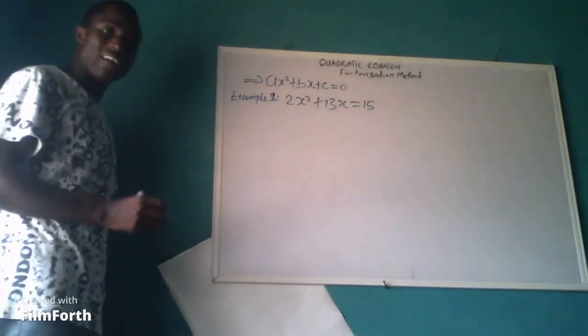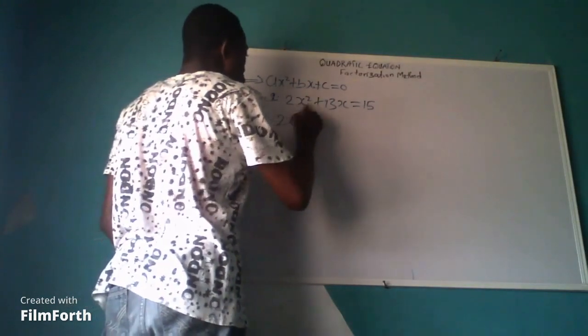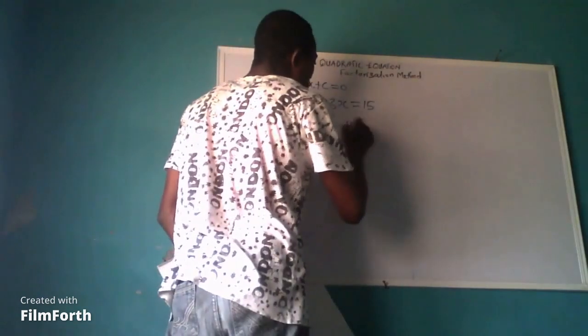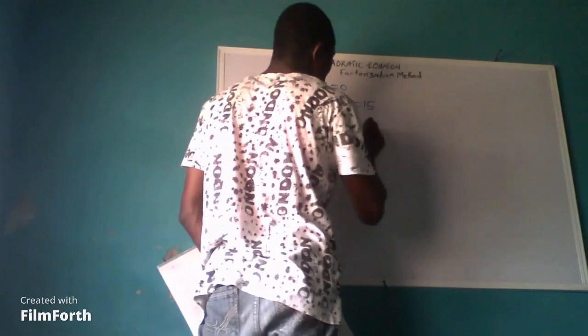What do we do? We rearrange. Now we rearrange to have 2x squared plus 13x minus 15. When you carry plus 15 across the equal to sign to this side from the other side, the sign changes from positive to negative.